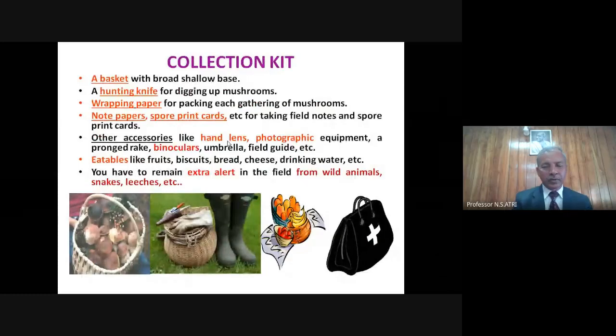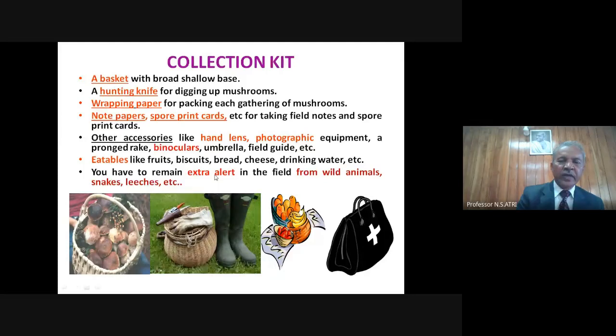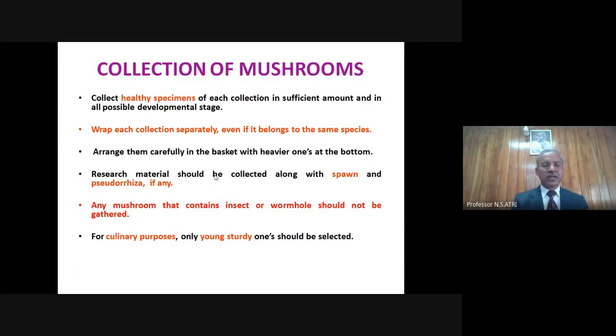So for collection purposes, you need to have these equipments with you in the field: a basket, a hunting knife, wrapping paper, knot of paper, spore print cards, hand lens, photographic camera, binocular to look at a distance. There can be some wild animals also in the fields, and I have met them on a few occasions in the field. So you have to be very careful. You have to be extra alert, and you have to have some eatables with you. So all these things are required while venturing into this interesting field.